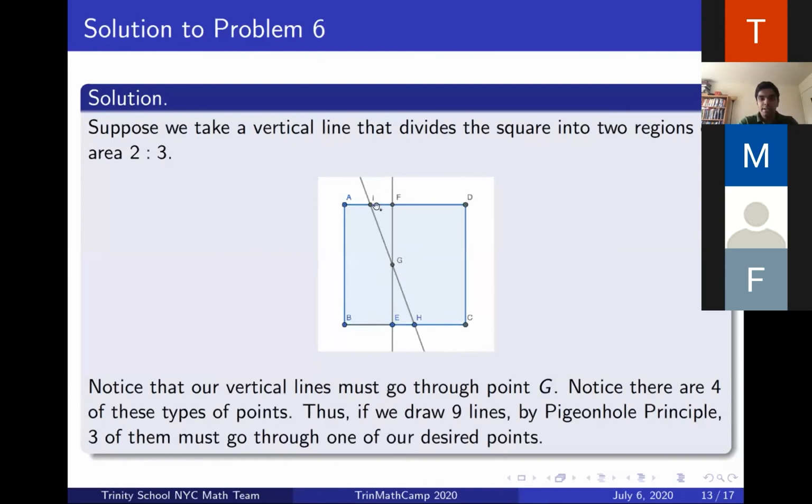What you can notice here is that in line HI, this triangular region is equal to this triangular region, right? And so we're essentially keeping the ratios of the area the same, because as we rotate the line around G, we're keeping the areas the same. We're essentially trading one piece of area for another piece of area.